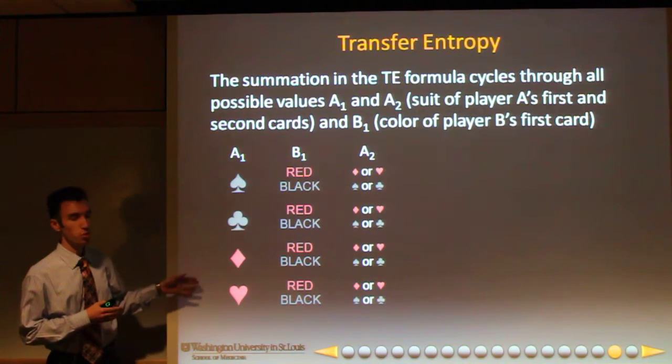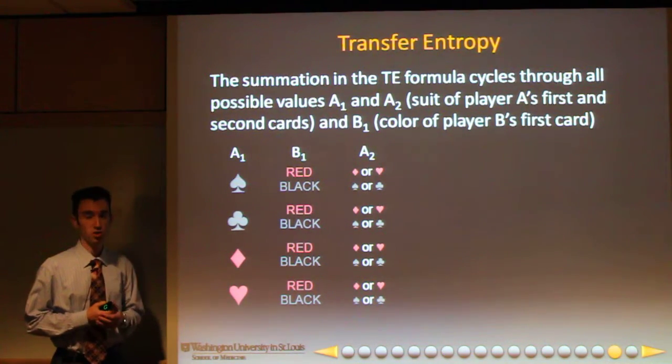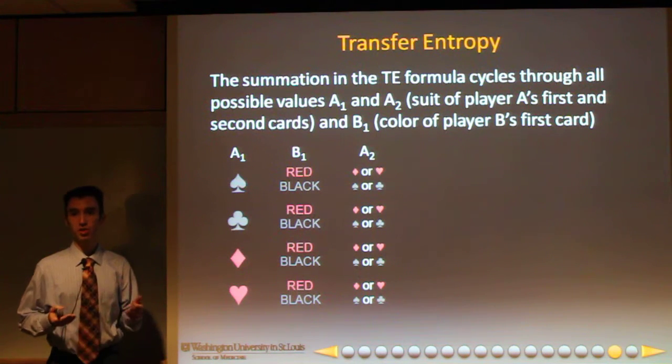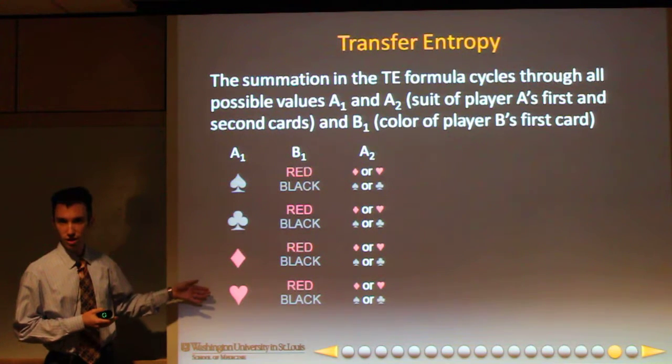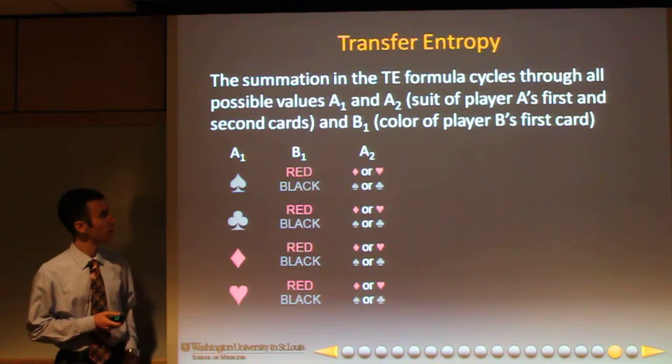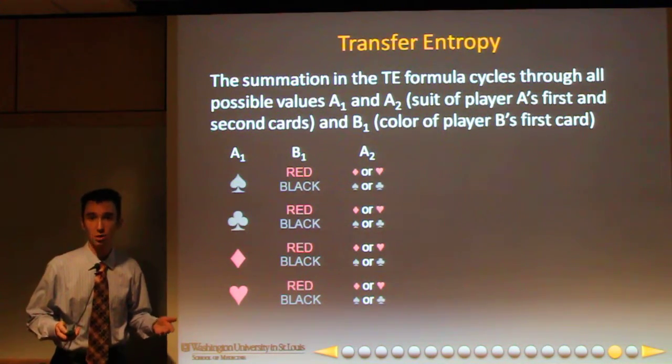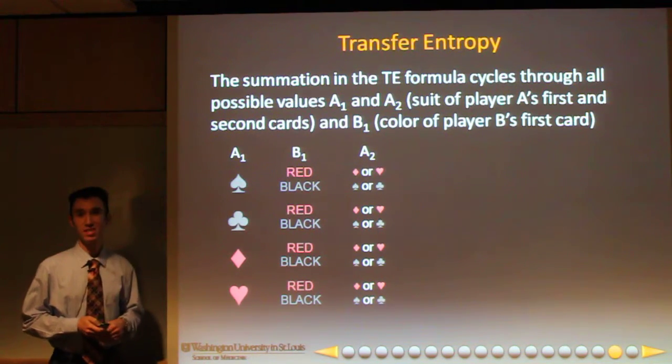As we go through the summation that was in the transfer entropy formula, what we are doing is going through all the possible combinations of suit and color, and then thinking of all the possible outcomes that could happen for player A's second card.